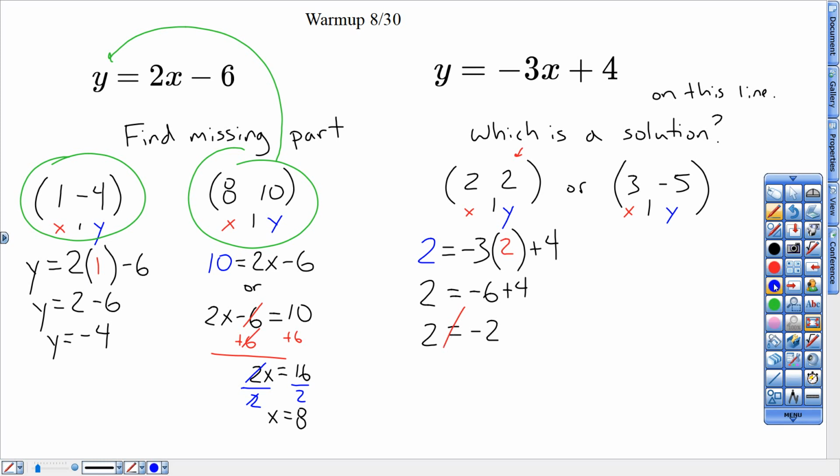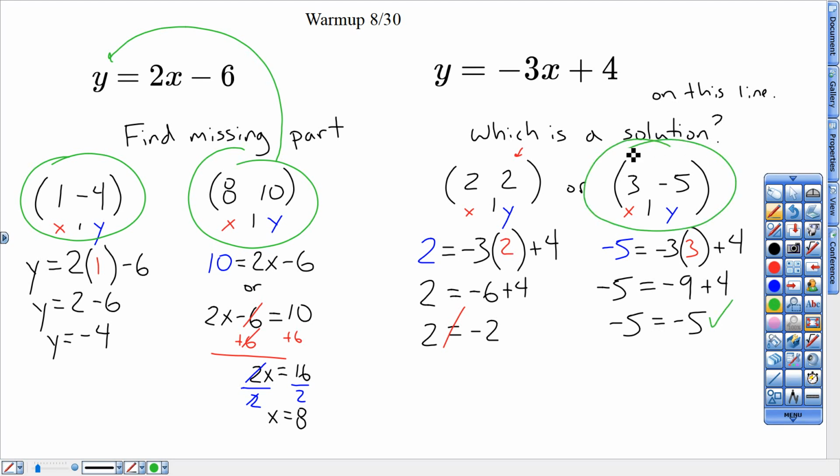If I plug in the next coordinate, negative 5 for y, got my equal, negative 3, where there's an x, I'm going to put in a 3, still got plus 4. That gives me negative 5 equals negative 9 plus 4, which is a true statement. Since I plugged that in for x and y and it worked, this is the solution coordinate. This one is not a solution. It is not on the line. Third random word is red.